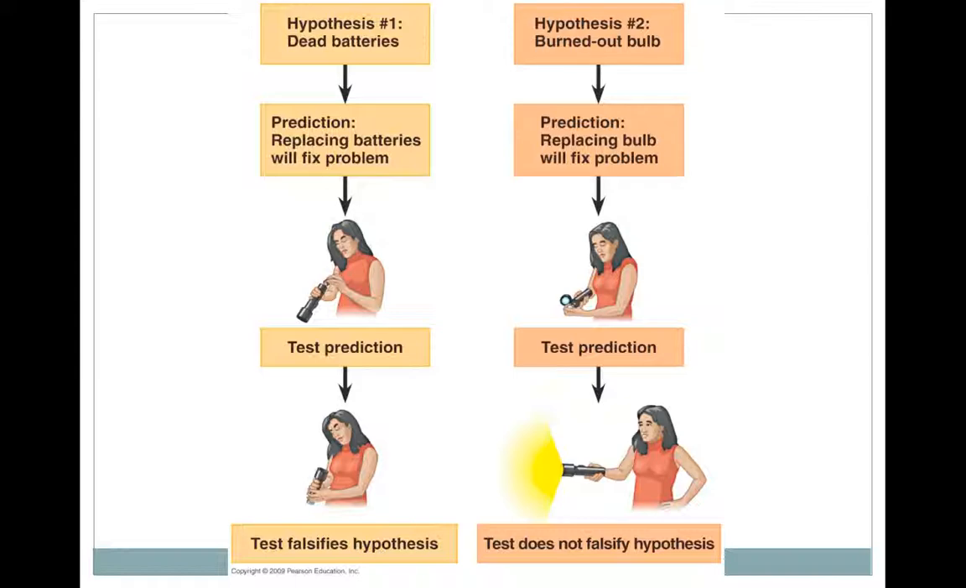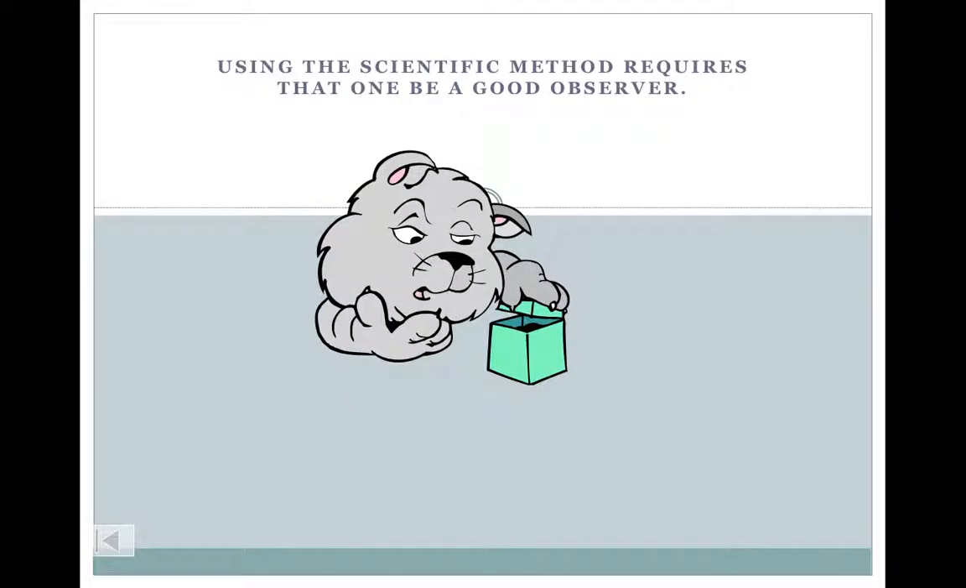So this can let me form another idea, that maybe the light bulb's burned out. So my next hypothesis could be, if I replace the light bulb, then the flashlight should work. If I run through my experiment and I swap out light bulbs and it works, hey, I got it right. It just took me two tries, and that's okay.